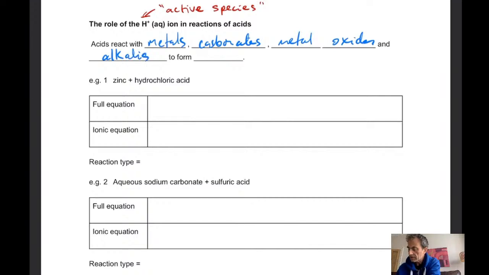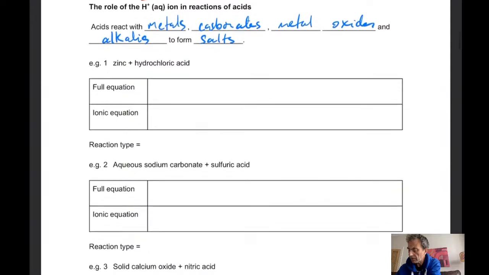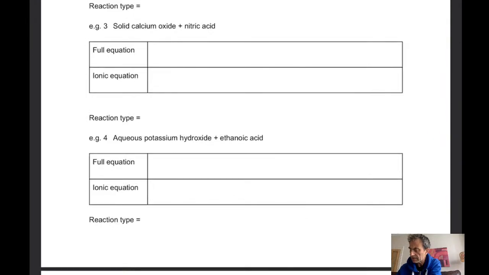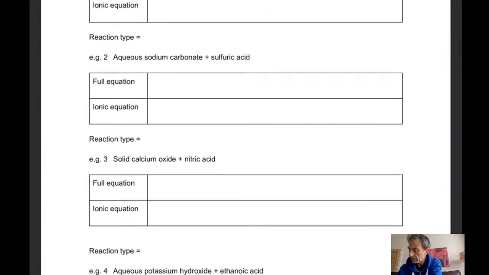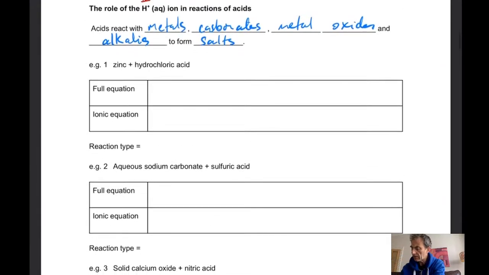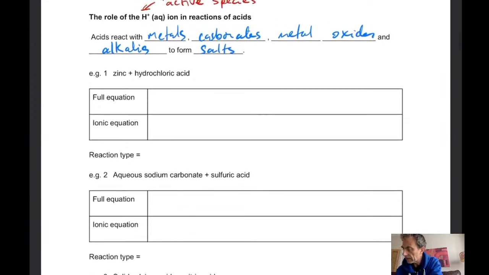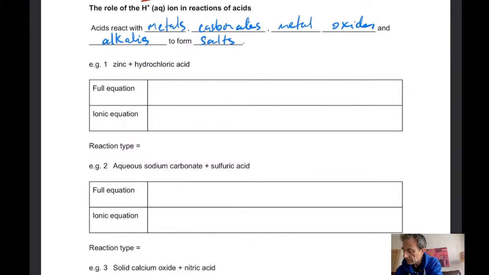Okay, so basically this is going to be a big set of revision for all the different reactions that you need to know about for acids. Right, so we'll go through this fairly quickly. I'm hoping that there's not going to be anything new here, and I don't want to leave it blank either. So let's just crack on with this.